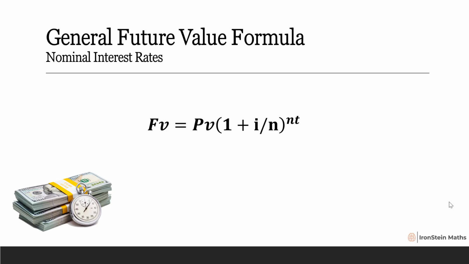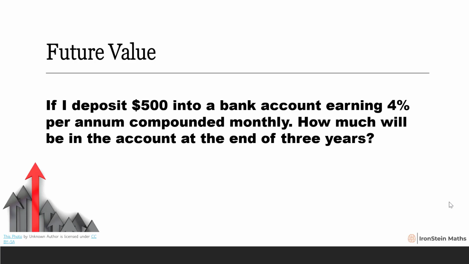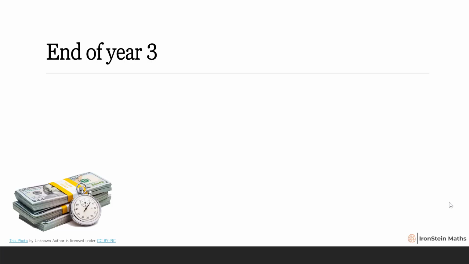If I deposit $500 into a bank account earning 4% per annum compounded monthly, how much will be in the account at the end of 3 years? We're going to use the formula to calculate this. So at the end of 3 years, we know that our future value formula is equal to the present value multiplied by 1 plus i divided by n raised to n times t.